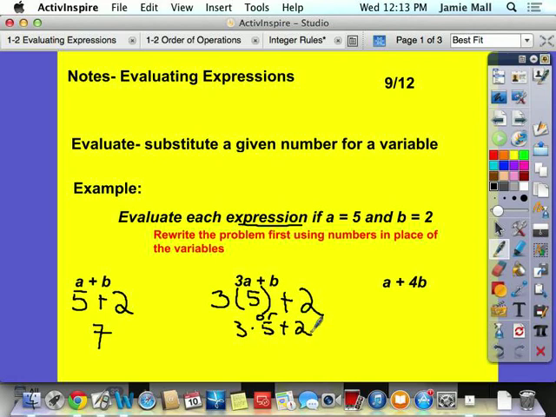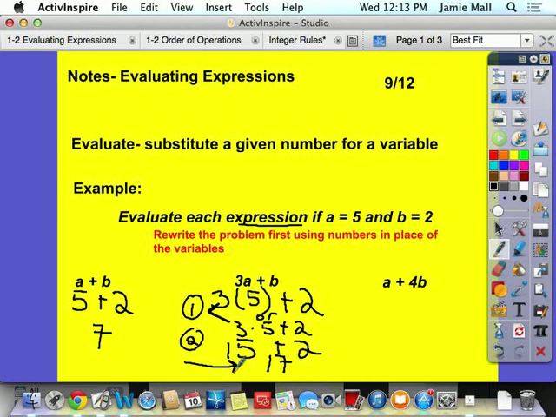Since this is a multi-step problem, I'm not going to do it all in my head in one step. My very next line is going to look like this. We know that 3 times 5 is 15. So I simplified that part of the expression, plus 2. And now I'm ready because there's just one step to answer the question. And 17 is the answer. All right? So this step, optional which way you want to show it. The second step, and then finally the answer.